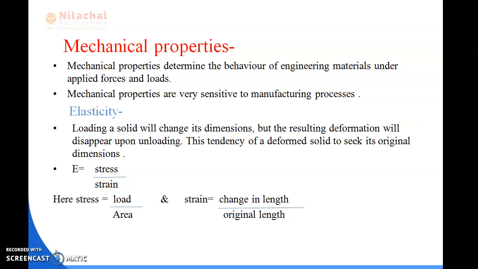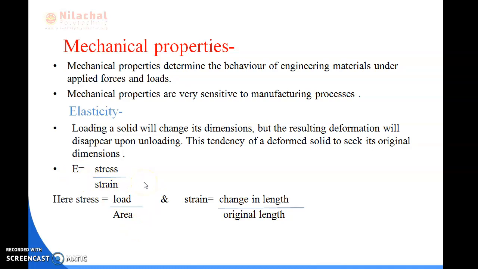And every metal has its own elastic limit. Elasticity requires a discussion of the concept of stress and strain. This is called the modulus of elasticity, and mathematically it is determined as the elastic or Young's modulus of elasticity, which is equal to stress by strain. You have already studied what stress and strain are. We know that stress is load per unit area, and strain is defined as the change in length over the original length, measured before and after the deformation. This is called the original length. So the modulus of elasticity is equal to stress by strain, denoted as capital E.